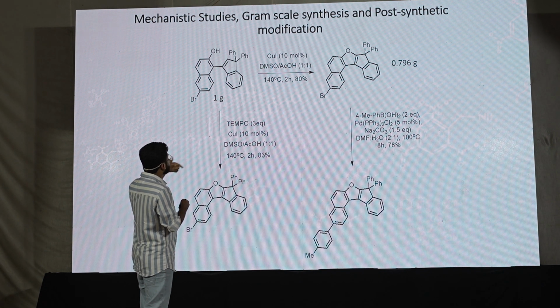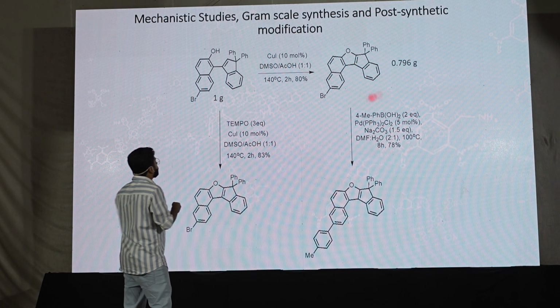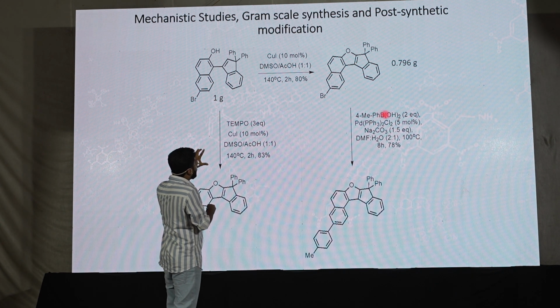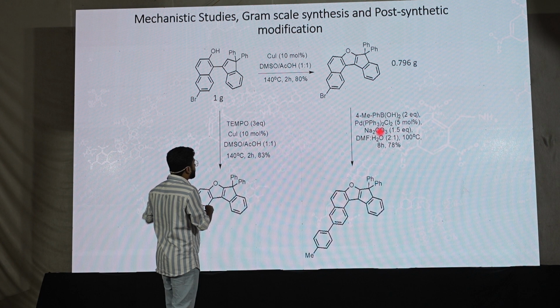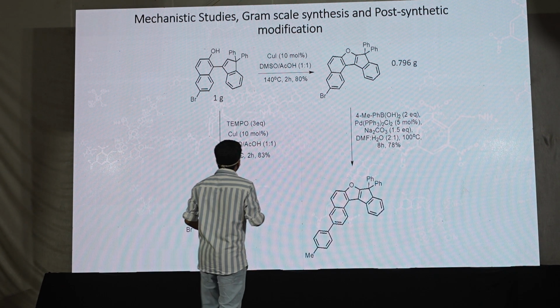In terms of post-synthetic modification, when the bromide group at the C6 position of naphthol was coupled with para-tolyl boronic acid under Suzuki coupling reaction, it gave the coupled product in good yields.